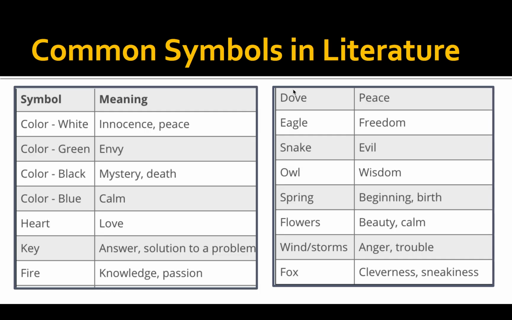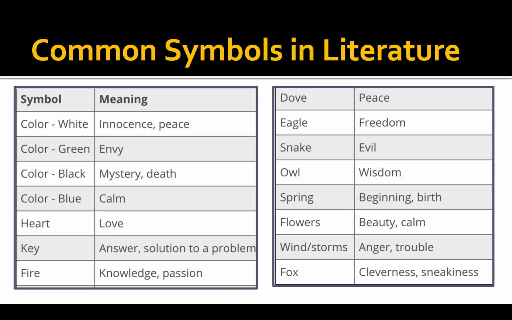On this slide, you're going to see a list of some common symbols in literature. Authors will use different colors or objects to stand in for a different idea. So, for example, hearts are often a symbol for love. You see that during Valentine's Day. Snakes can be seen as evil. Flowers are beautiful and calm.